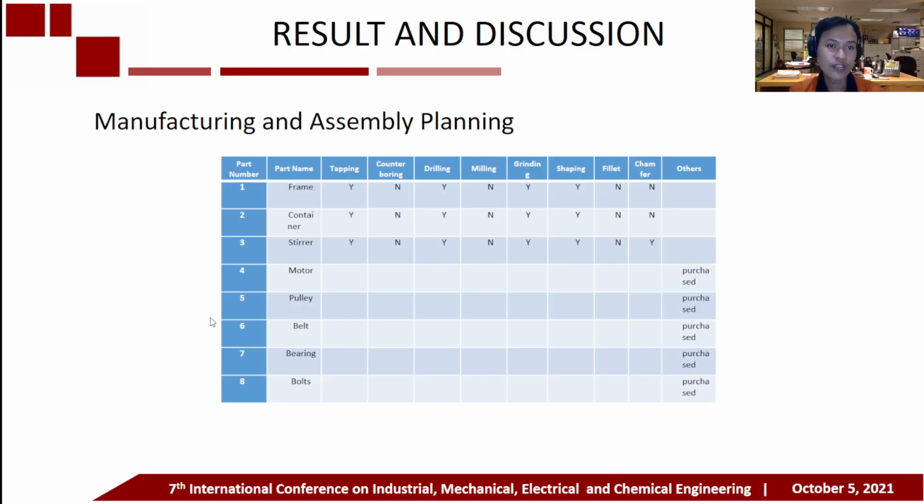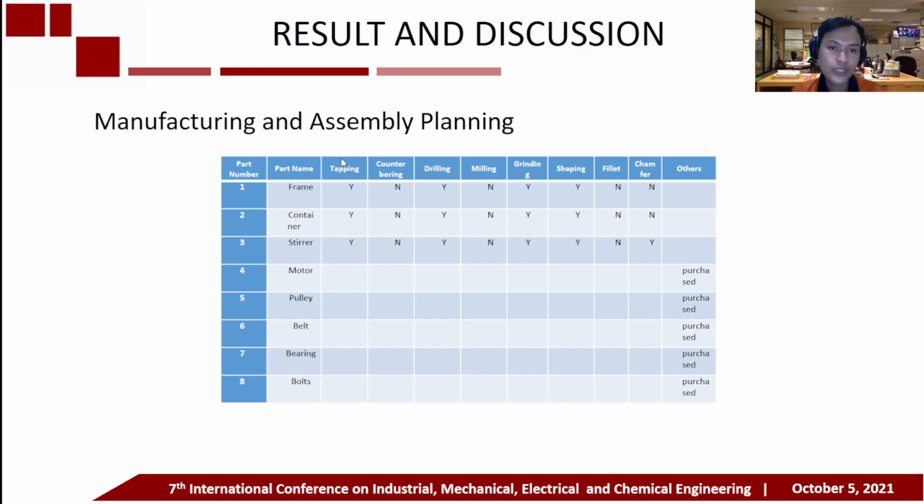The next stage is manufacturing and assembling planning. The planning of the manufacturing process and assembling of the bread dough mixer machine is carried out based on the design for manufacture and assembling DFMA method and the machining process. This method is used as a reference for the treatment applied to each part. The manufacturing and assembling process are carried out on all prominent parts, namely the frame, container, stirrer, pulley, belt, motor, and bolts, as shown in this table.